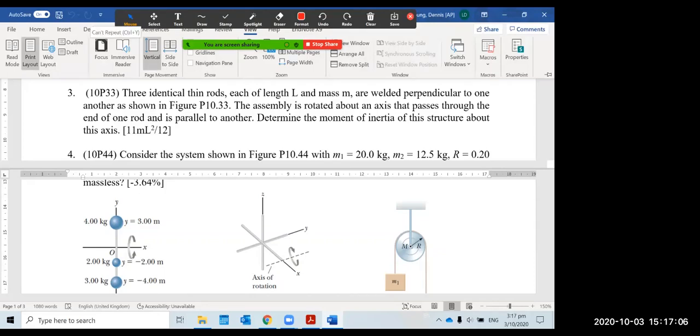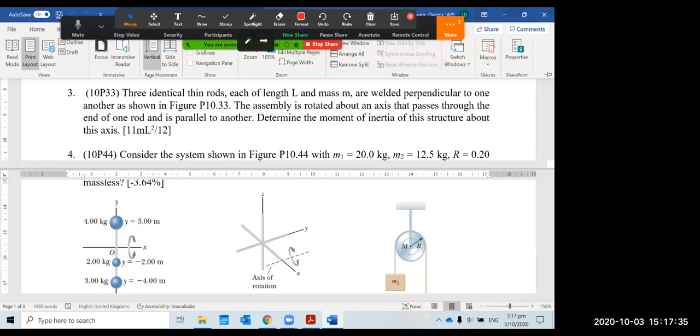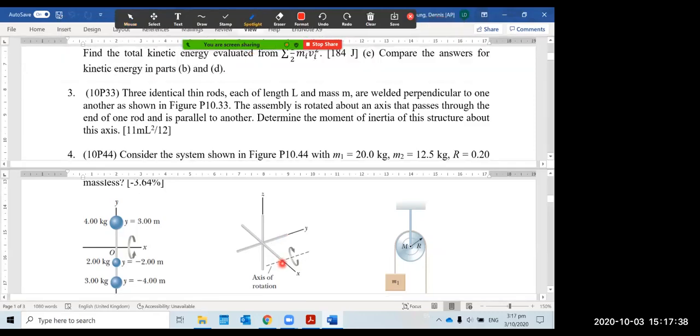So right now we are having 3 identical rods. Each of the rods would have a length of L and mass M, and they are welded into a 3-dimensional cross, if you like. The assembly is now rotating about an axis passing through one of the ends of the rod. So the rotation is about this particular point here, and we would like to determine the moment of inertia for the whole structure.